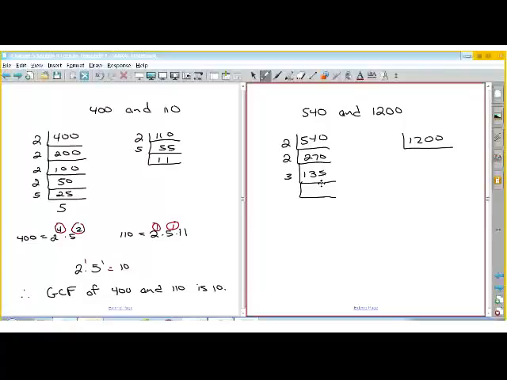Okay, so 135 divided by 3 is 45. And that's also divisible by 3. And that's 15. And that's also divisible by 3, which is 5. So my prime factorization for 540 is 2 to the second power times 3 to the third power times 5. And we do the prime factorization of 1200.